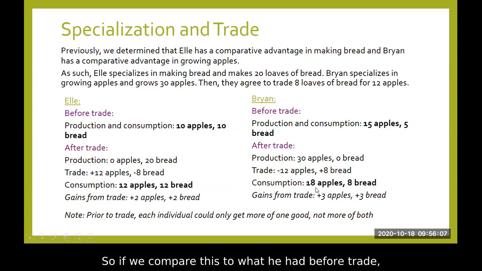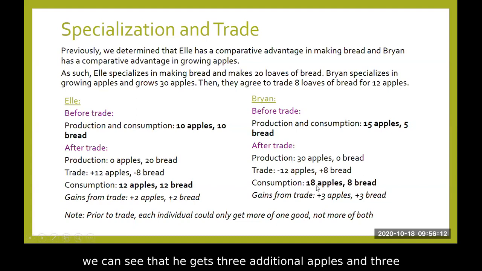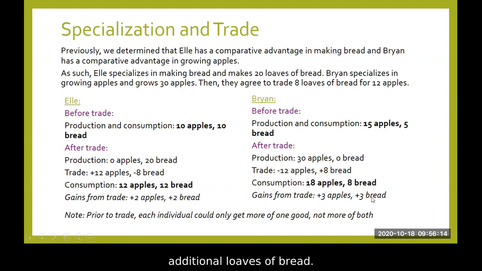So if we compare this to what he had before trade, we can see that he gets 3 additional apples and 3 additional loaves of bread. So across the board, we can see that Elle and Brian are both better off with trade.